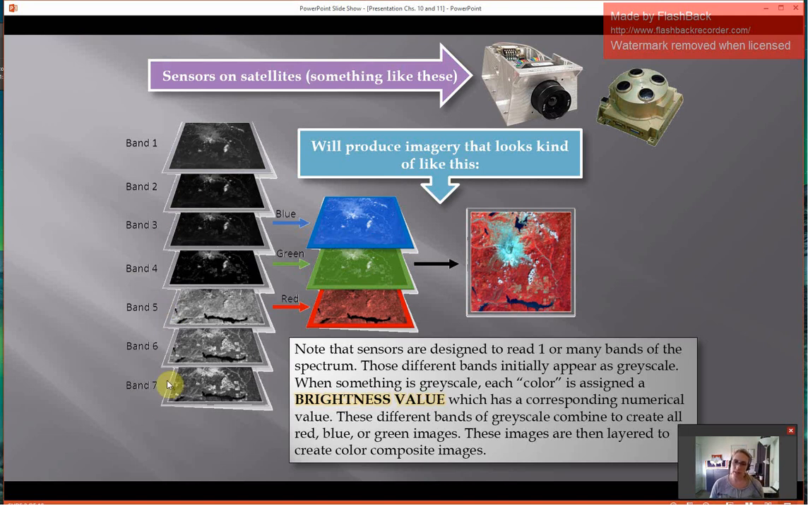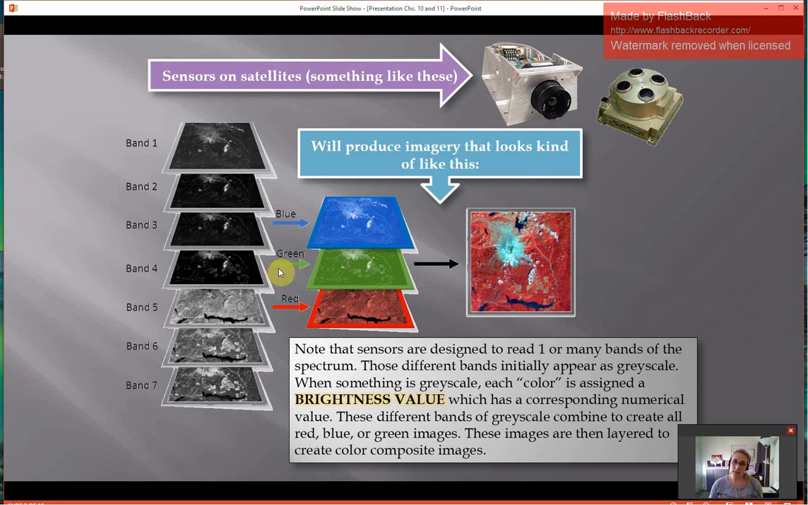If we were to look at these with the naked eye, they would look grayscale, as they do here. And if you notice, within each of these images, there's varying brightness in the different parts of it. We've got dark gray, we've got bright, almost white, down to black. These are called brightness values, and we'll see what those mean in the next slide. Each brightness value has a corresponding numeric value.